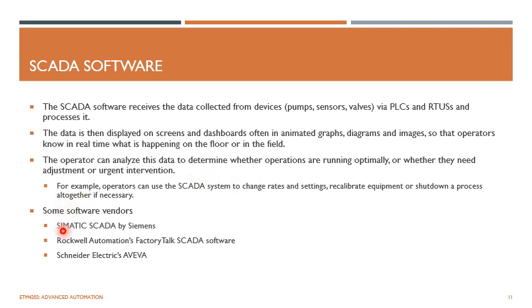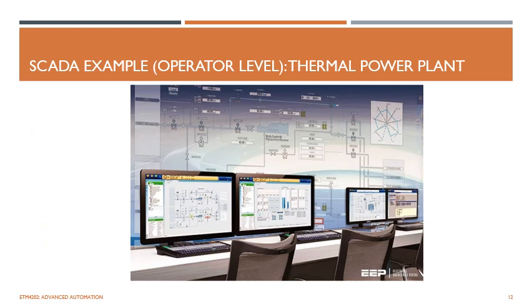Some SCADA software vendors are Siemens, which has the Simatic SCADA, Rockwell Automation, which sells the FactoryTalk SCADA software, and Schneider Electric, which has the Aveva software. So this is how it looks in a SCADA system in a power plant. These are the operator's views, and you can visualize all the parameters in a graphical way, how they are operating.